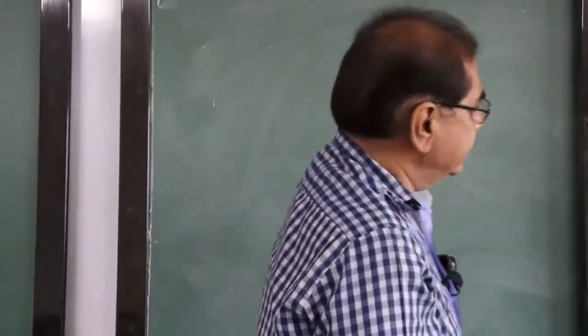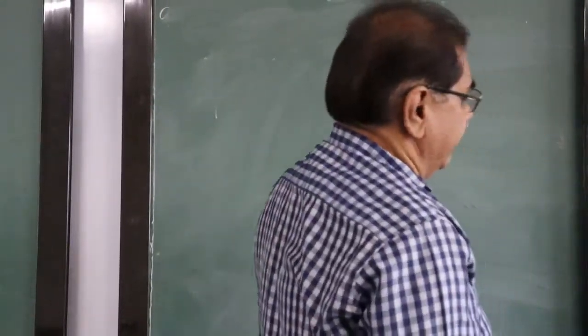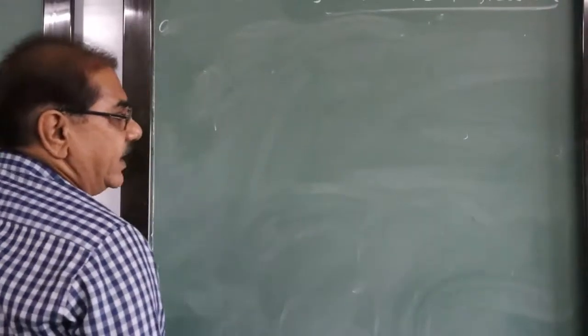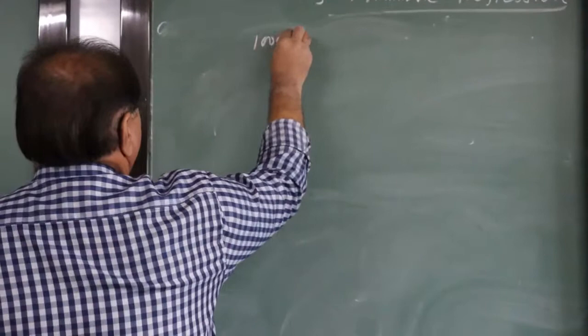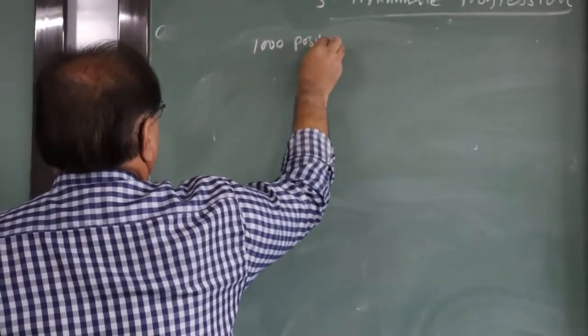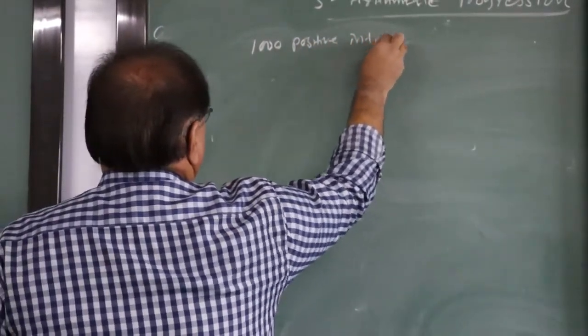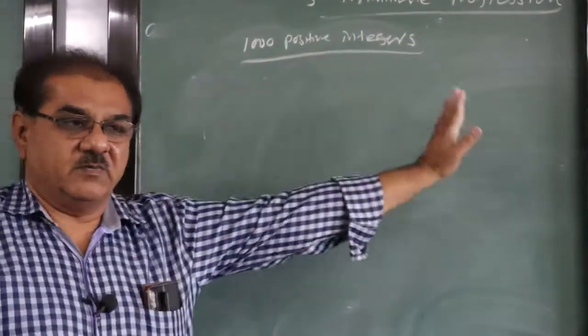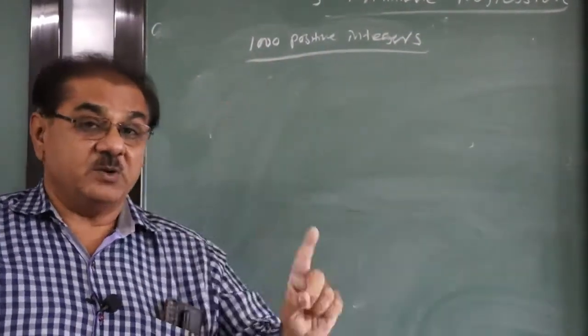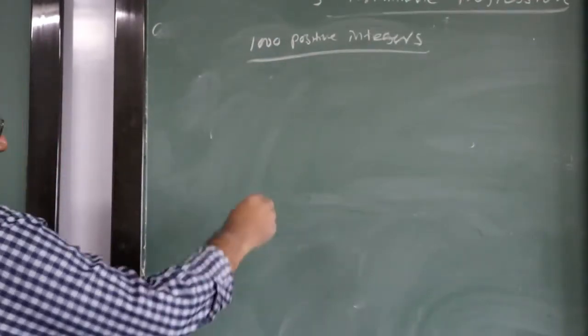Let us take the next. Find the sum of the first 1000 positive integers. You want to find the sum of these first 1000 positive integers. So I write it is S1000.